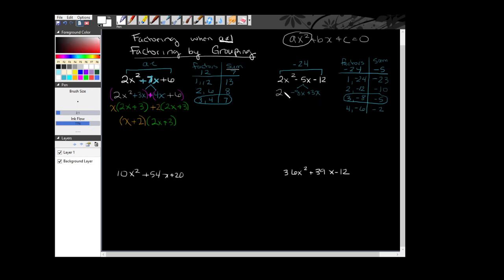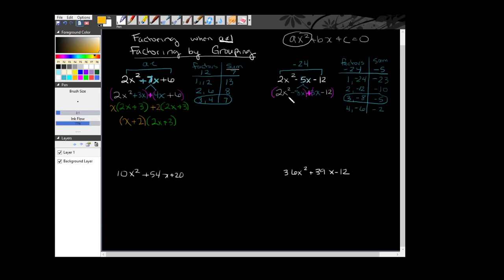Now understand, I still have my 2x squared, and I still have my minus 12. I just split that 5x into these two terms. So then now we go ahead and we group them, and we make sure that when we group this set of parentheses, that plus sign is in between. I often like to highlight it to make it very clear that I have a plus between them.